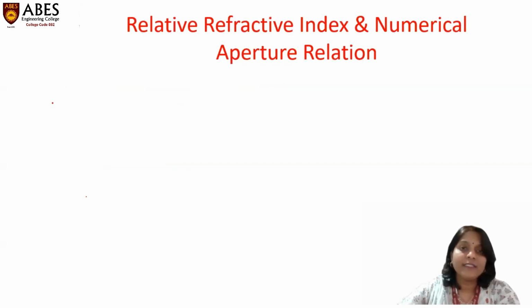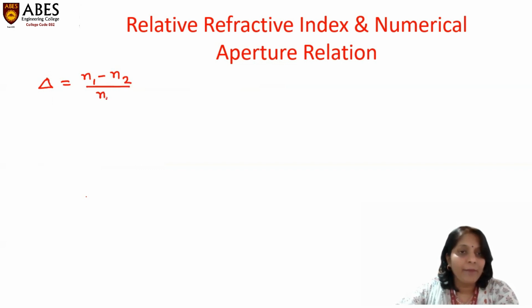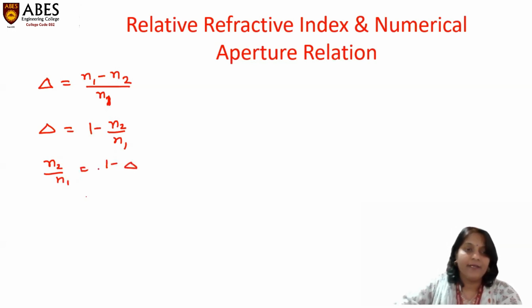Now we will discuss the relative refractive index and numerical aperture relation. First of all, what is the relative refractive index? Relative refractive index is symbolized as delta. It is the ratio of the difference of the core refractive index and the cladding refractive index divided by the core refractive index. This is the relative refractive index definition. So I can write it as N1 minus N2 by N1. Then N2 by N1 is equal to 1 minus delta.